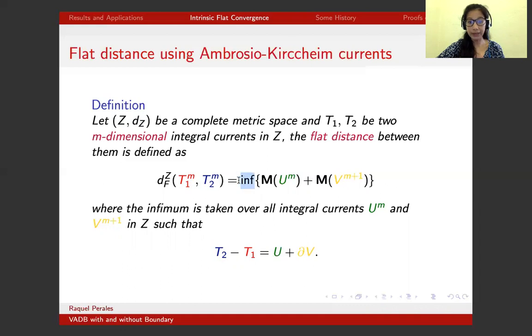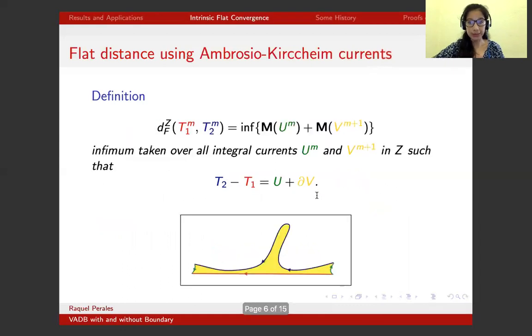And we take the infimum over all possible sets U and B. So this is the picture that explains better what is going on. So here, imagine that the ambient space equals R2.